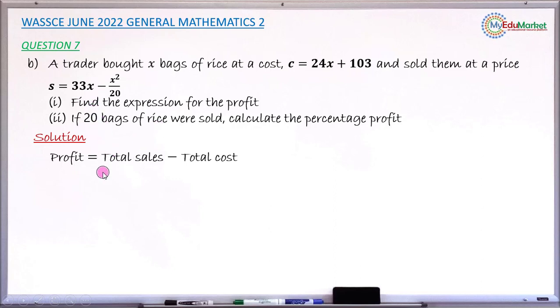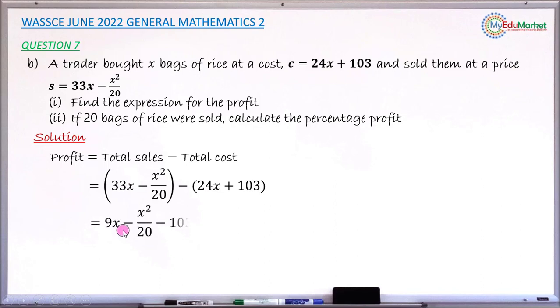So total sales is now 33x minus x squared over 20, then minus the total cost, which is 24x plus 130. Now simplify this expression. Expanding the second bracket, that is taking this minus into the bracket, 24x becomes minus 24x, and 130 becomes minus 130. Collecting like terms, 33x minus 24x gives 9x. Then copy minus x squared over 20, then minus 130. This is the expression for the profit. So question Roman 1 has been answered.